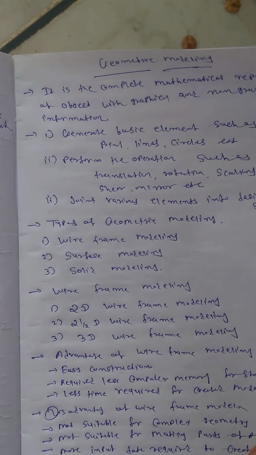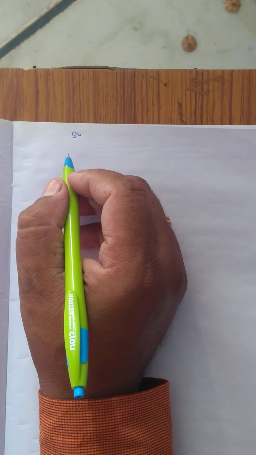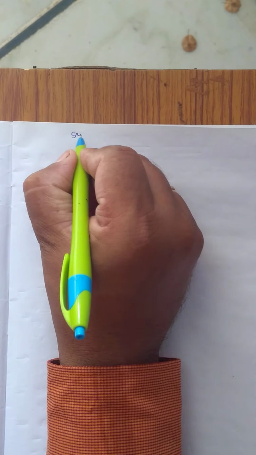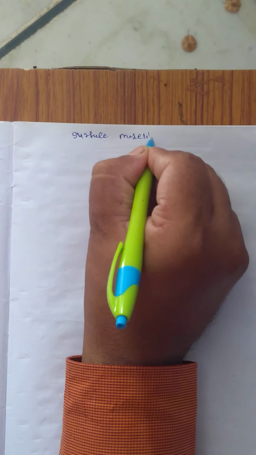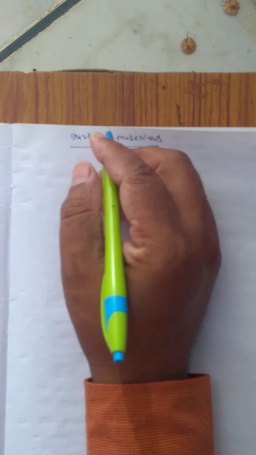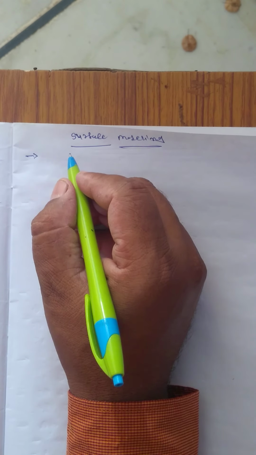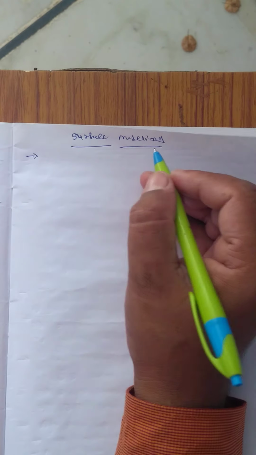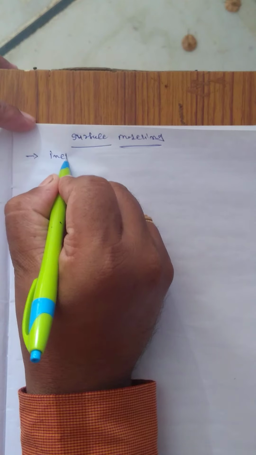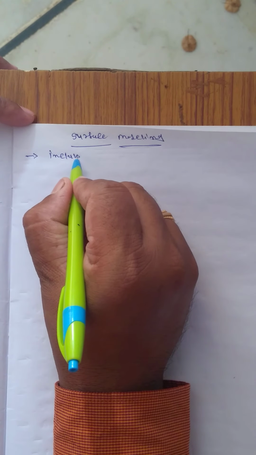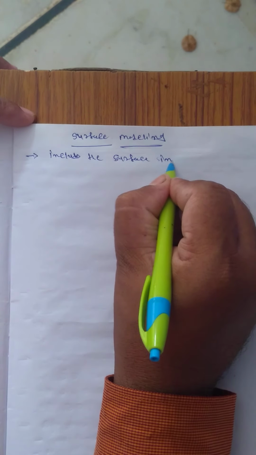The next topic is surface modeling. So what is surface modeling? Surface modeling is the extension form of wireframe modeling. It includes the surface information in the object.